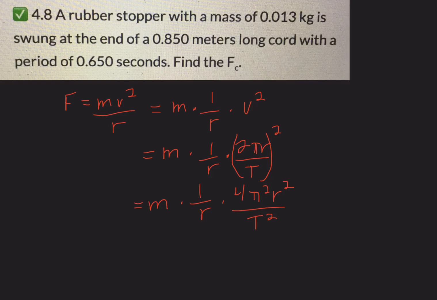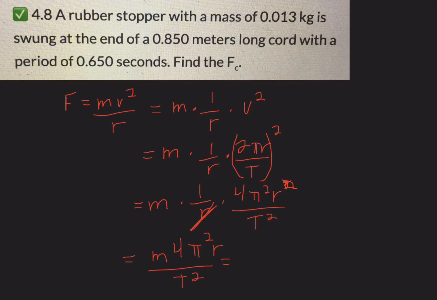And then you'll see we have an r here and an r up here. It's going to cancel one of those r's out. So we're going to get m times 4 pi squared r all over T squared.